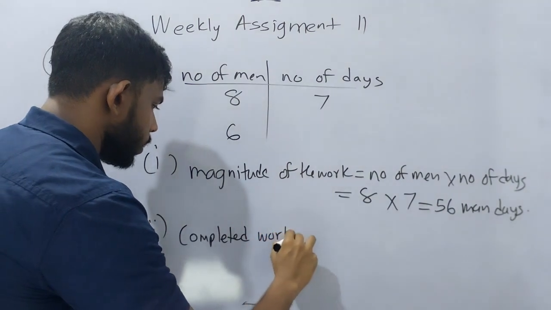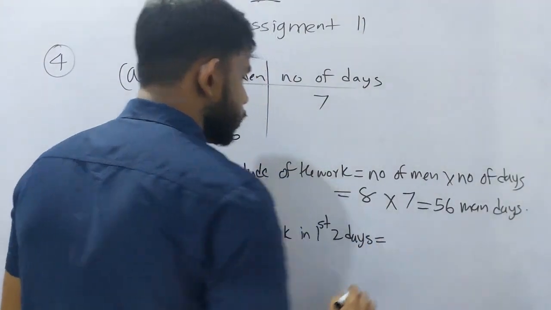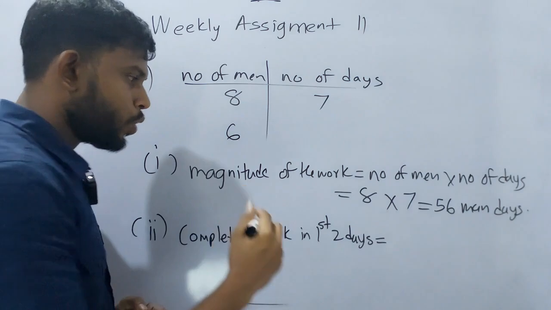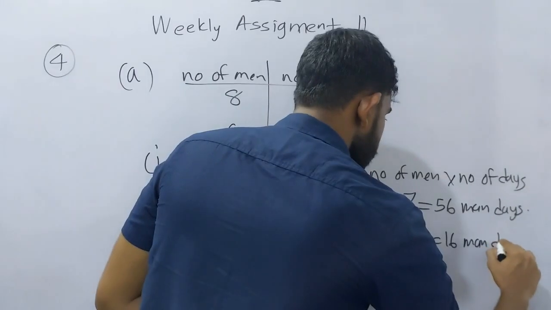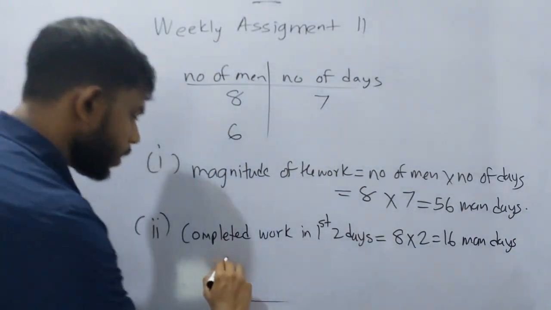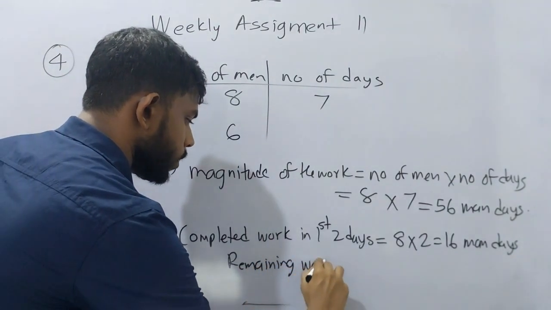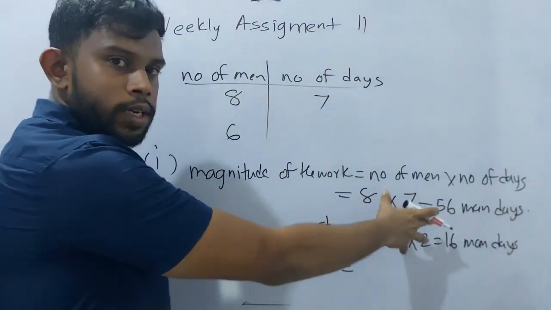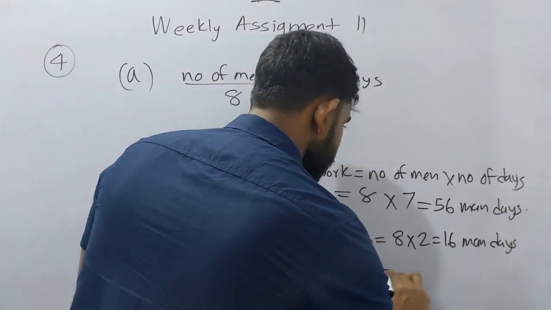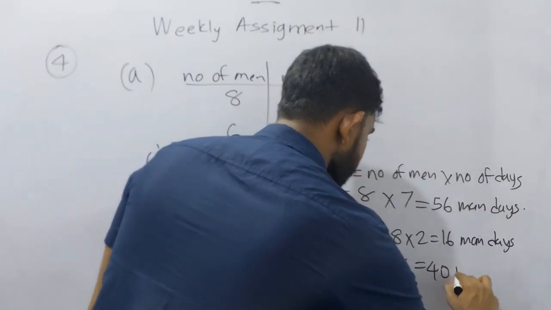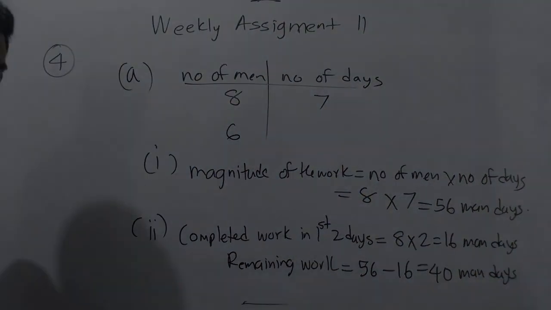So completed work in first 2 days is equal to, so 8 men will be working for 2 days. So that is 8 into 2, which gives 16 man days. So you need to find the remaining work. So remaining work is equal to, total work is 56, 16 man days of work has been done. So 56 minus 16, which gives you 40 man days as the answer. That completes Roman number 2.